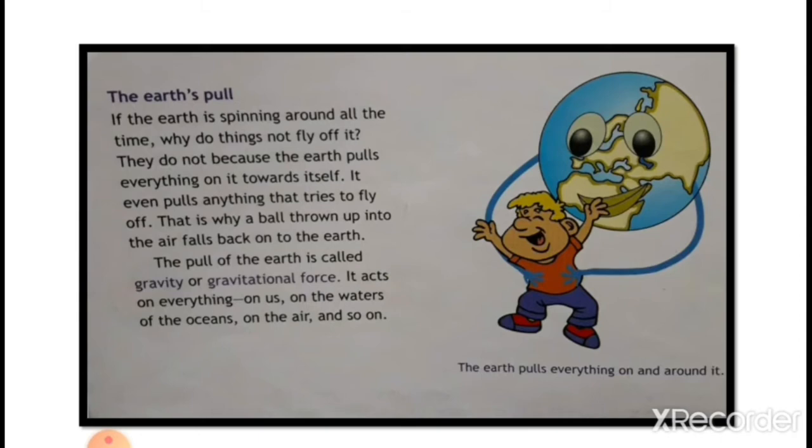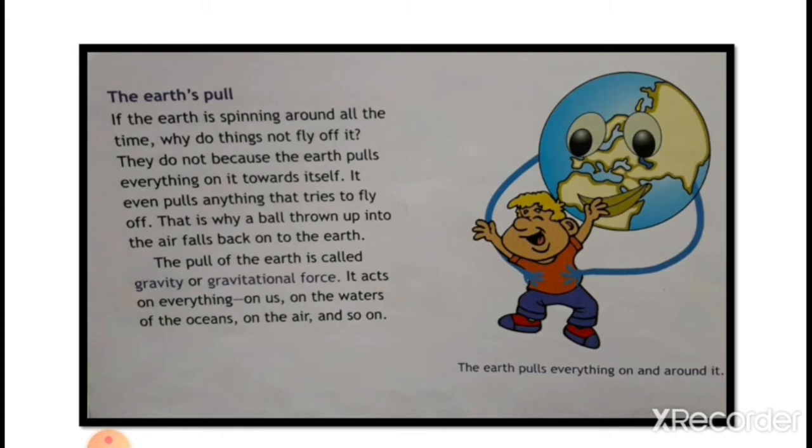So, if the earth is spinning around all the time, why do things not fly off it? That's a very good question, right? It is because the earth is pulling everything on it towards itself. That is, the earth is pulling everything on its surface towards the center of the earth. So it is holding everything, and also it pulls anything that tries to fly off.